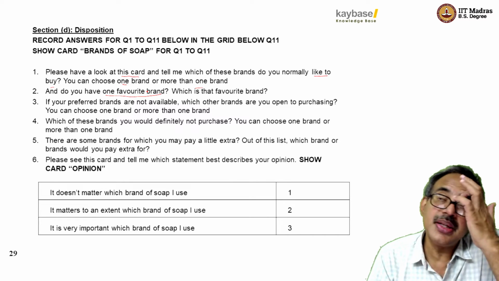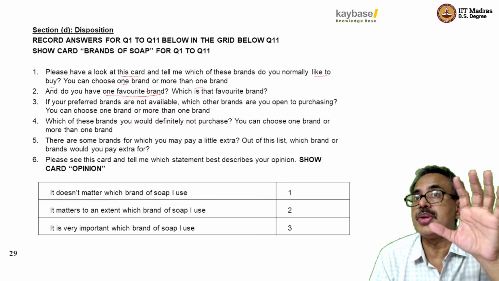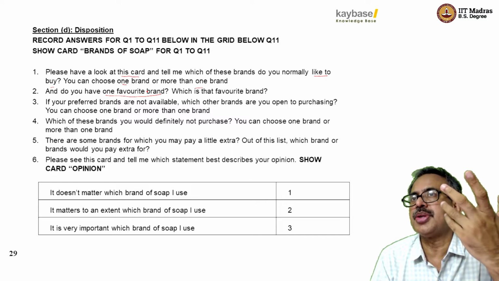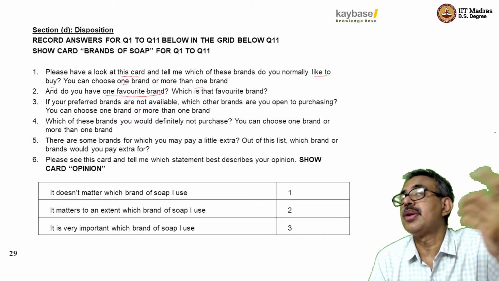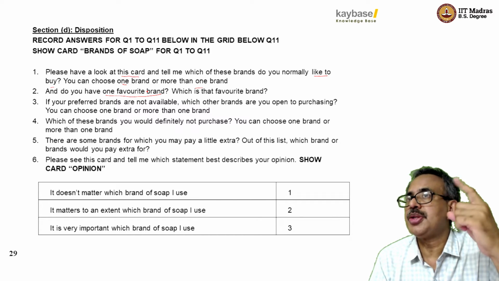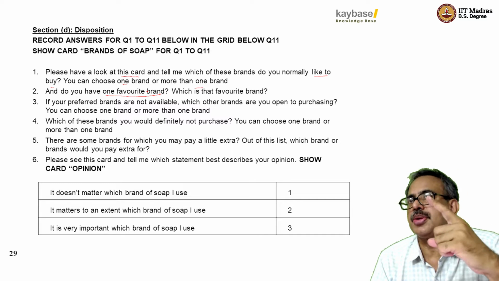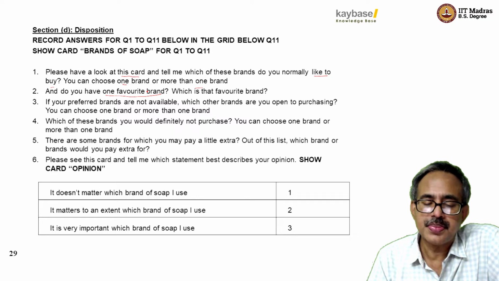Sometimes consumers say they don't have a favorite brand. So you don't want to force them to tell you a favorite brand. You want to give the consumer the option of saying, I don't have a favorite brand. Or if they have a favorite brand, they need to mention one favorite brand. This is a single response question. Single response. Only one answer is possible.